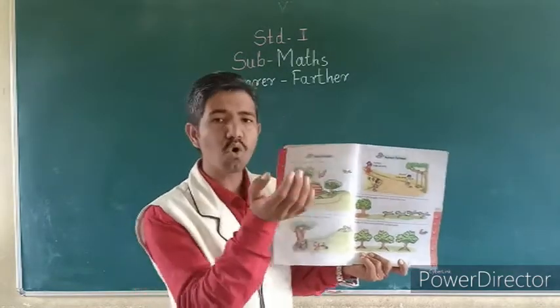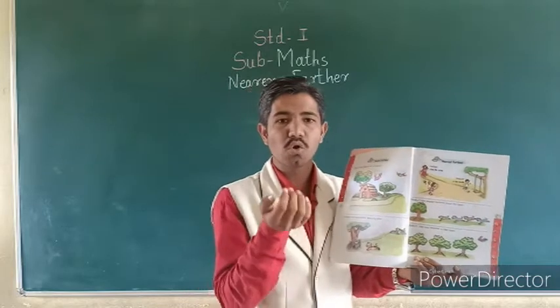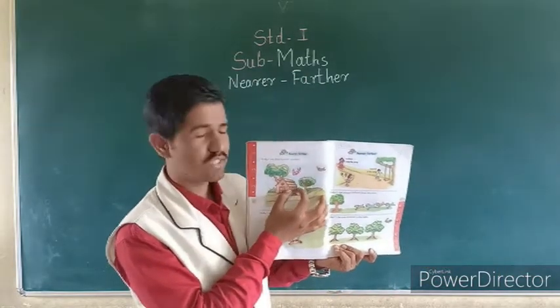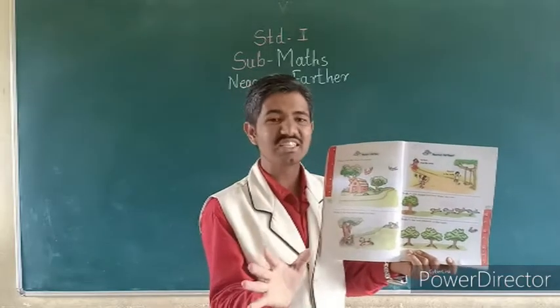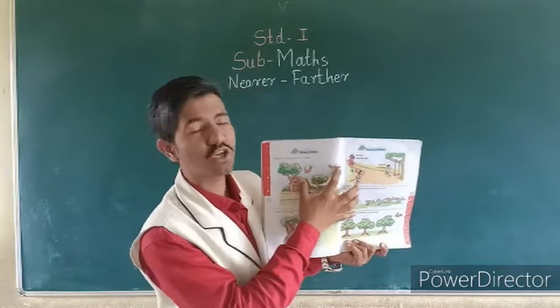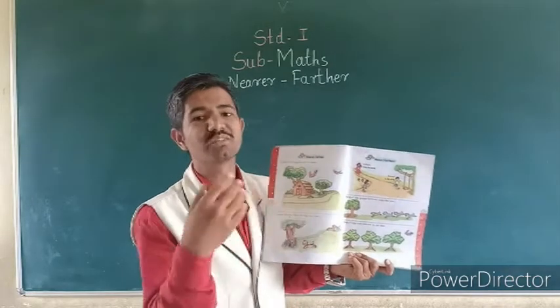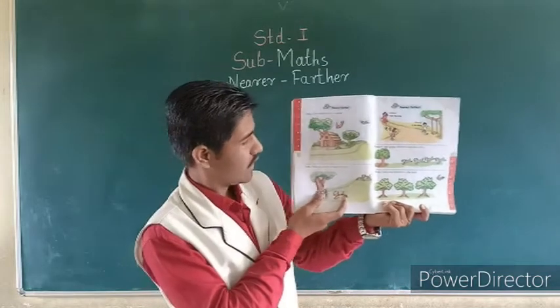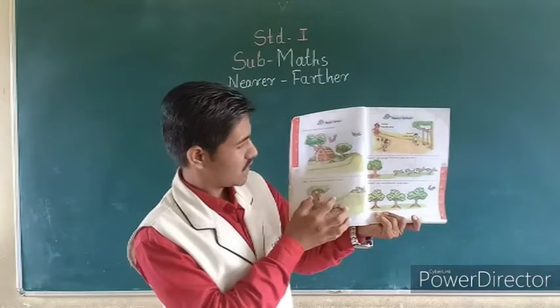Nearer means close to the home. Close to the home. And there is the pink bird and the house. This is the close distance. And see this yellow bird and this house, there is a long distance. So that is the meaning of farther. See the next picture. In the next picture, what's the question?